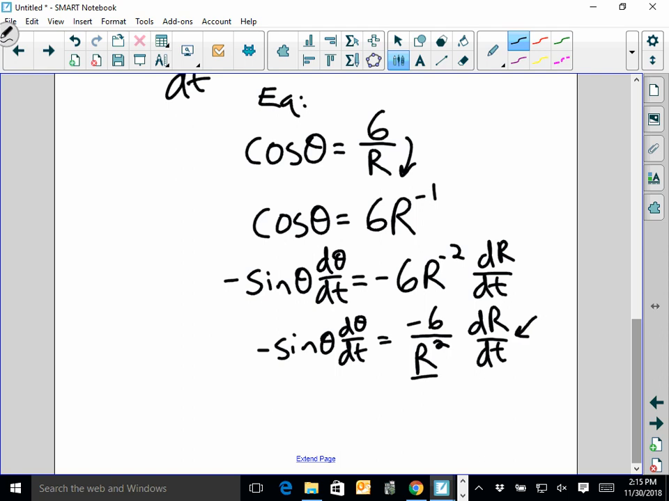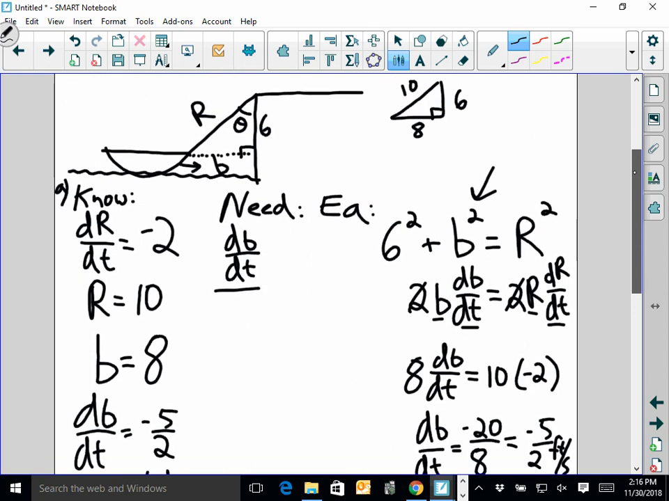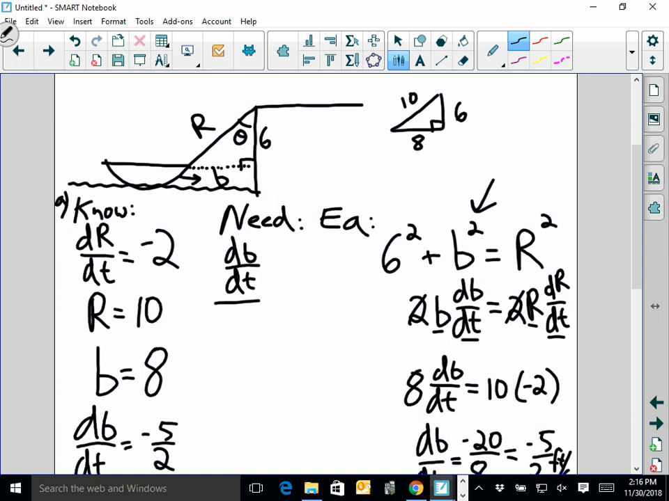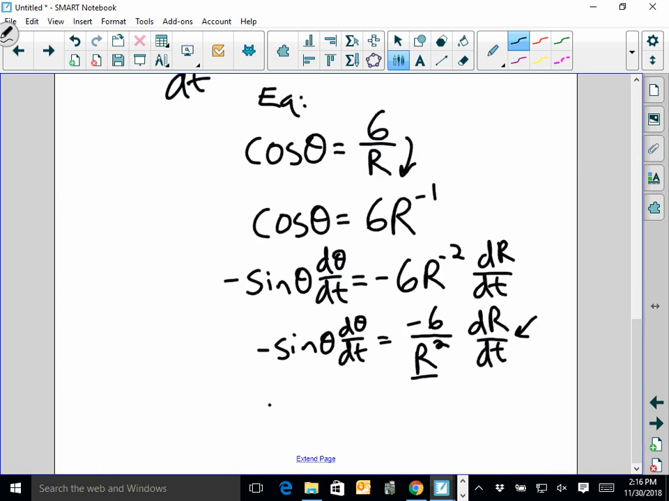Well, sine is opposite over hypotenuse. Now that we've done the derivative, we can use the numbers, because it's at that instant. So we know b is 8 and r is 10. So we get negative 8 over 10, or negative 4/5 d theta dt equals negative 6 over r squared. R is 10. 10 squared is 100. And dr dt is negative 2, right? Yep.